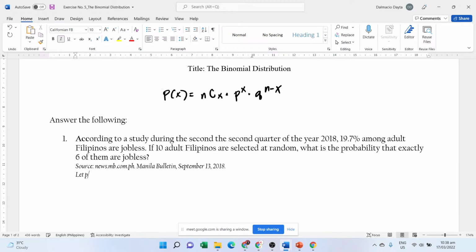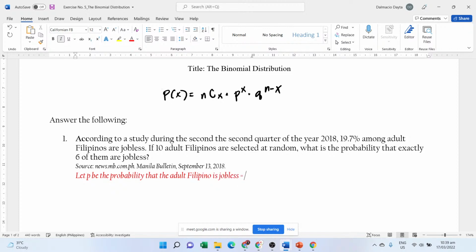Ano yung ating P? Let P be the... Basa na ba yung laki ng font, everyone? Hello. Nababasa nyo ba yung ganito kalaking font? Yes po. Medyo lakihan natin.